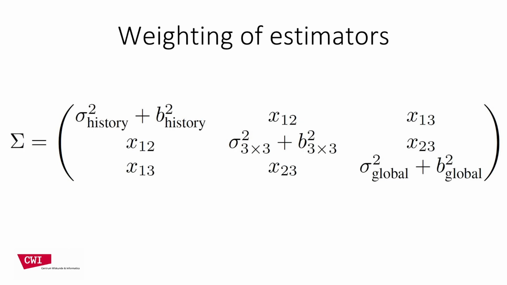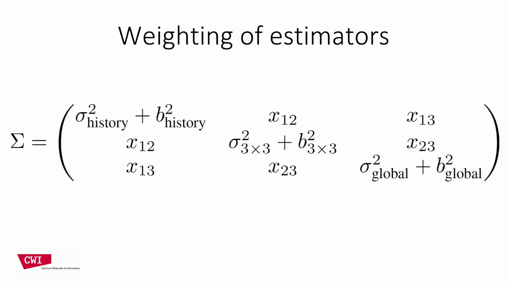This is what sigma looks like for the example case of combining three estimators: the history-specific estimator from the MCTS tree itself, the 3x3 abstractor, and the global abstractor. On the main diagonal, we have the mean squared errors of the three estimators, consisting of variance and bias. And in the rest of the matrix, we have terms that depend on how these errors are related to each other.